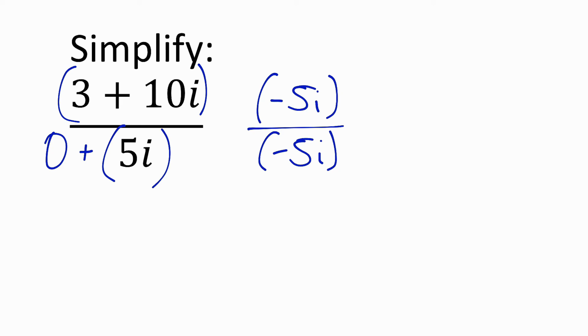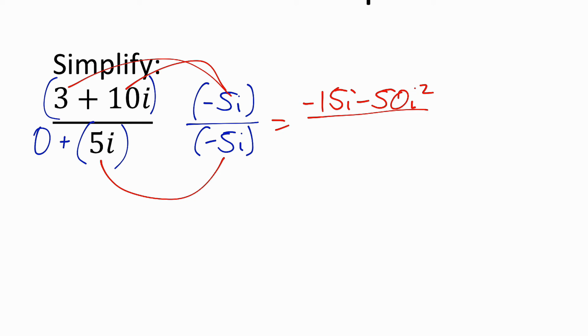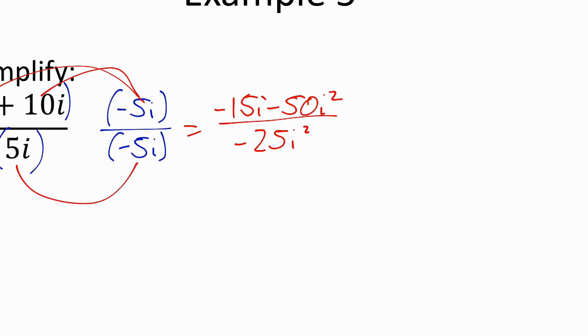Now put parentheses around the numerator and the denominator. We don't really need the 0. If you want to put it around it, more power to you. But now we're going to go through and just multiply it out. We've got 3 times negative 5i, which gives us negative 15i. And then we have 10i times negative 5i, which gives us negative 50i squared. In our denominator, I'm going to ignore the 0 because 0 times negative 5i is just 0. So we have 5i times negative 5i, which gives us negative 25i squared.